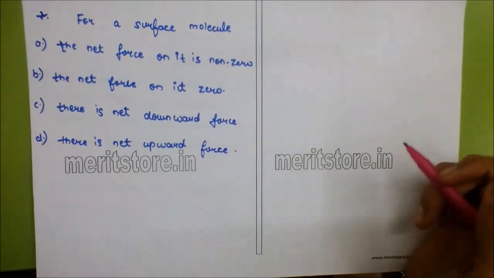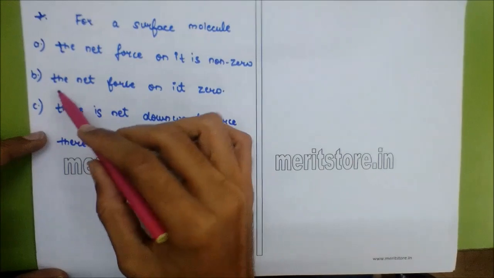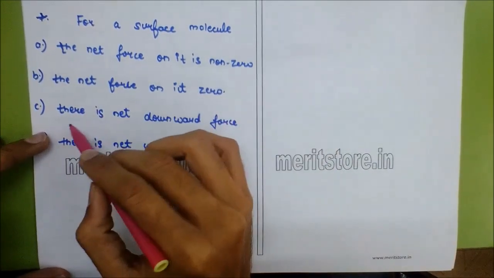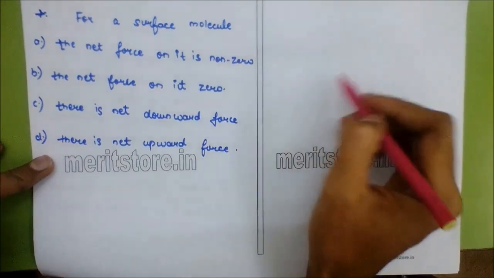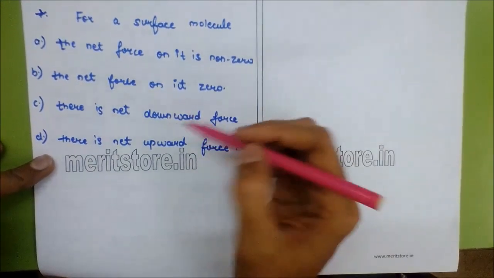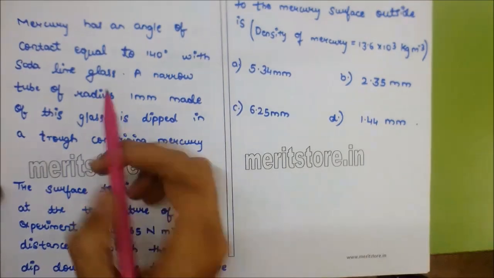For a surface molecule, the net force on it is non-zero. No, the net force on it is 0. No, there is a net downward force and there is a net upward force. So basically for a surface molecule, we have a net force which is acting downward. So there is a net downward force on a surface molecule.